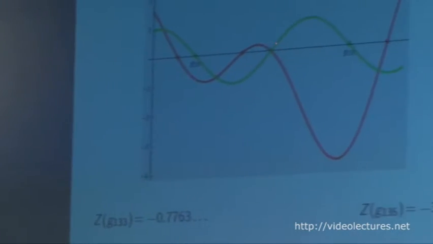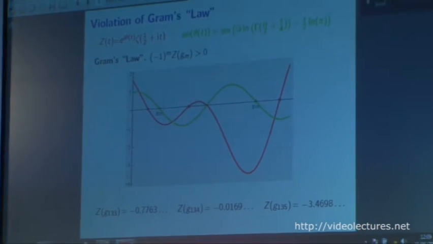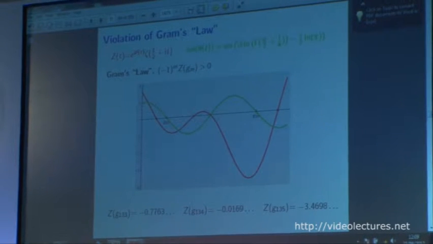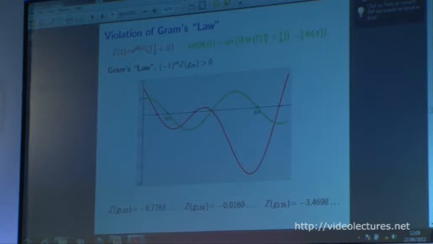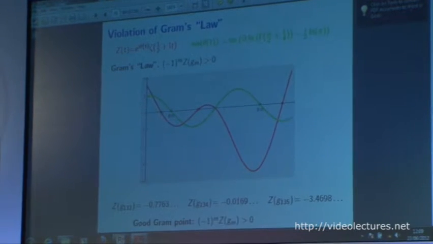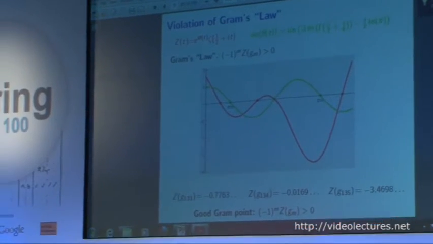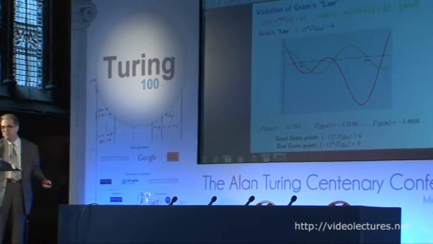Look at this picture. Here the value is negative. Here the value is negative. But we cannot judge from the picture what happens here. And in fact, the value in the middle is also negative. So we have three negative values in three consecutive Gram points. So we can distinguish between good Gram points and bad Gram points.